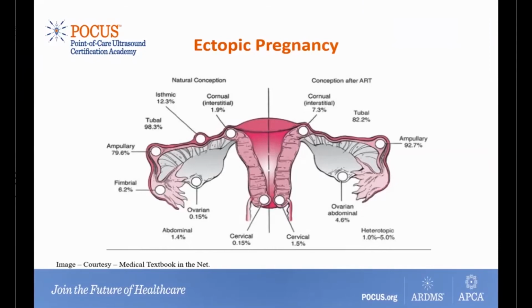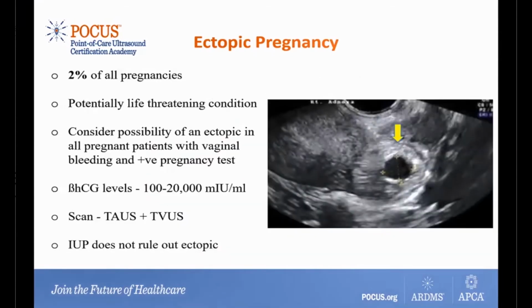But you kind of got the idea that normally the pregnancy implantation should occur within the uterine cavity, and if it's in the cornua, the isthmus or the ampullary region, fimbrial region, ovary, or the cervix, then obviously it's considered as ectopic. So ectopic pregnancy occurs in about 2% of all pregnancies. It's potentially life-threatening, so therefore should be recognized and taken care of immediately.